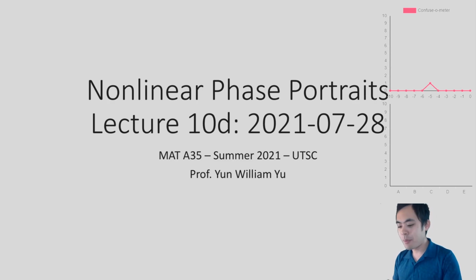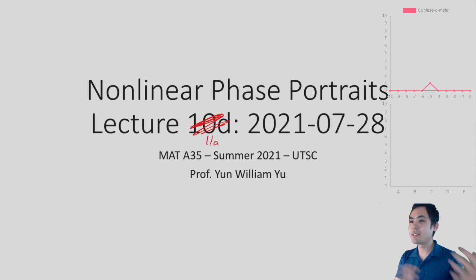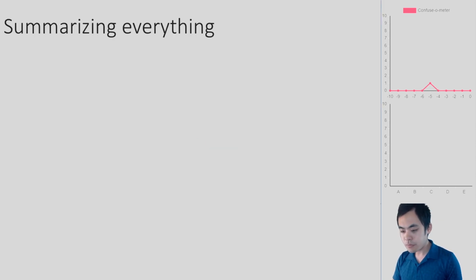There appears to be a typo. This is actually lecture 11A, not 10D. So notably, this means that the material in today's lecture will not be assessed on quiz 5. However, a lot of it is related to quiz 5 because it's the nonlinear version of the stuff that we're doing. So I'm going to get started by re-summarizing all the material from lecture 10C and 10B, because this is really important information.